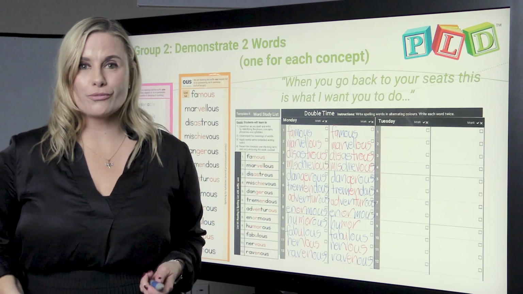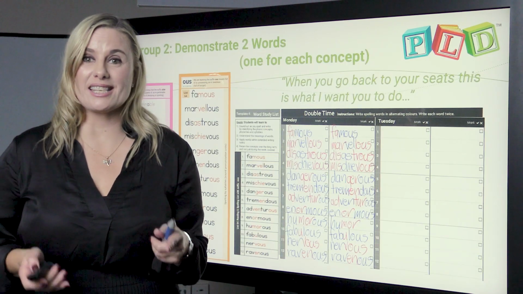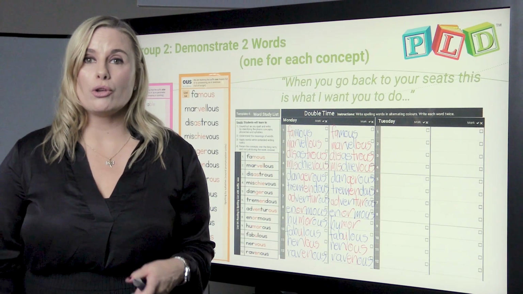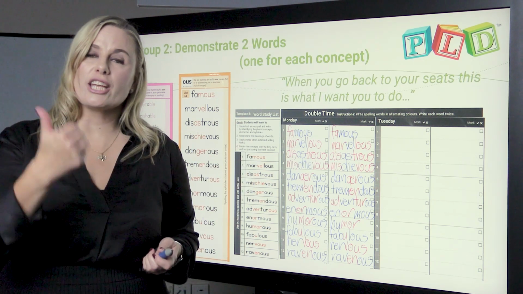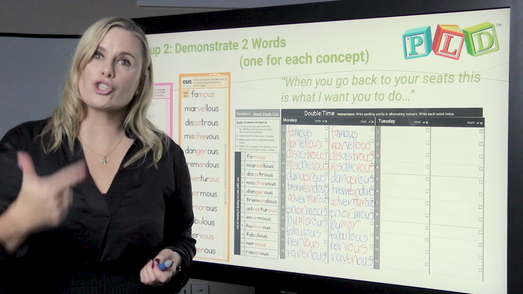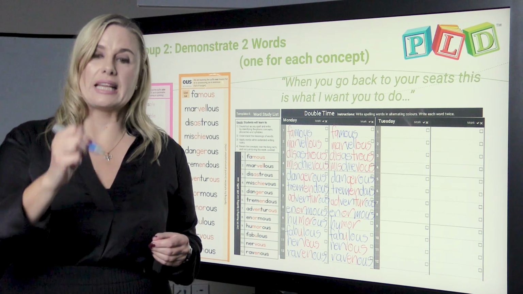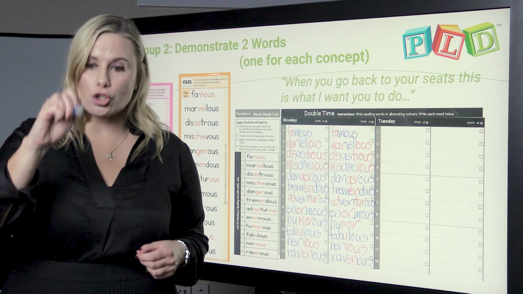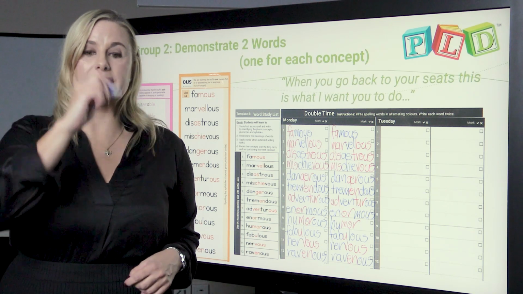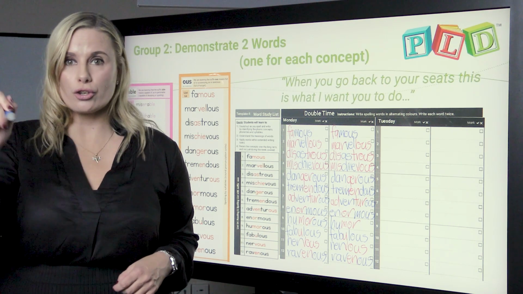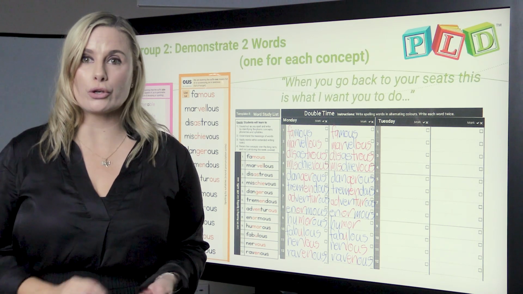Group 2, when you go back to your seats, this is what I want you to do. You're going to sound out your word dangerous. Go. Dangerous. Double time. Let's go. Dangerous. Good.